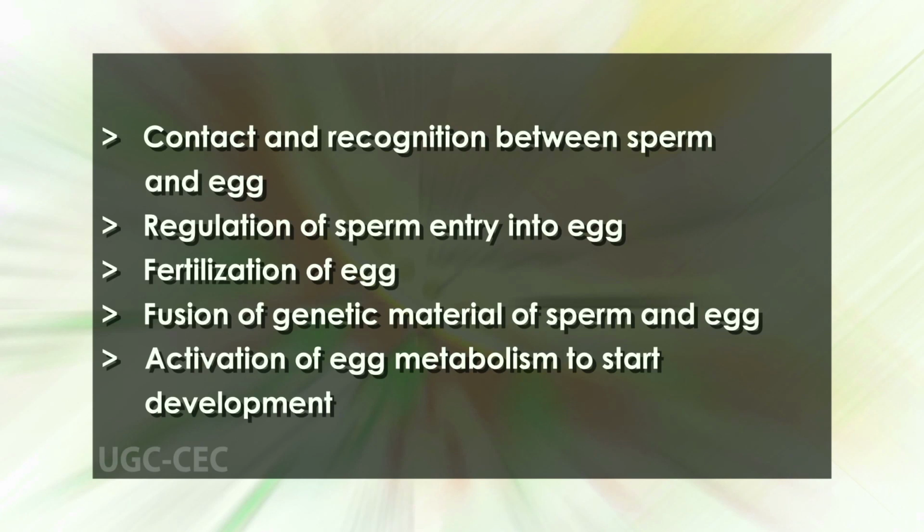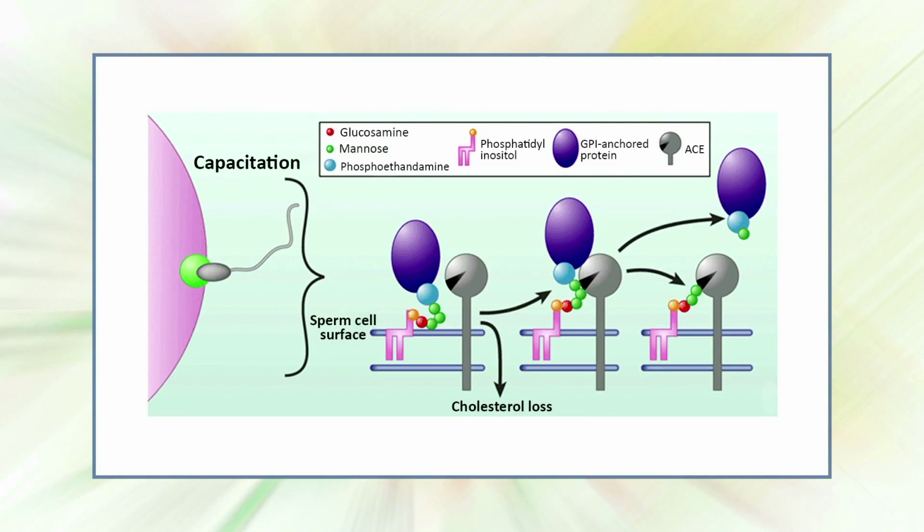Third, fertilization of the egg. Fourth, fusion of the genetic material of sperm and egg. And finally, activation of egg metabolism to start development. Mammalian sperms are initially not ready to accomplish this task. They need some modification to acquire the capacity to fertilize the egg. The modification takes place by conditioning in the reproductive tract, and the process is known as capacitation.